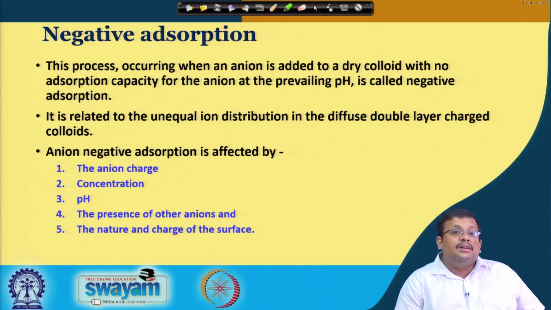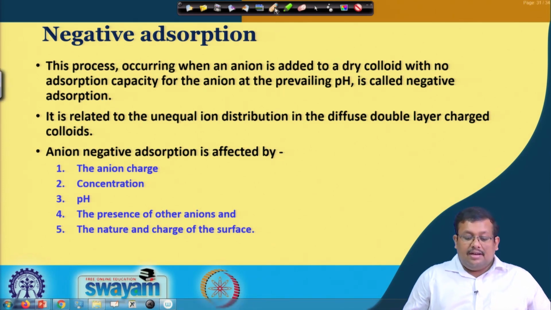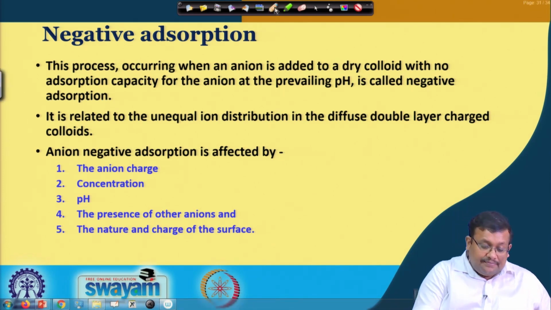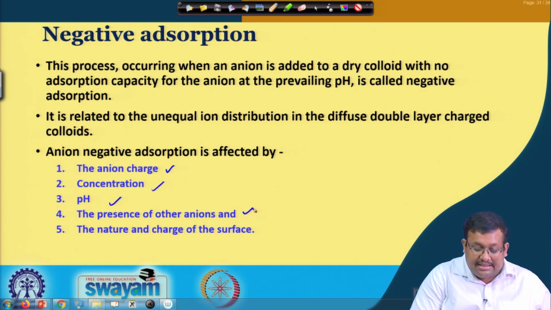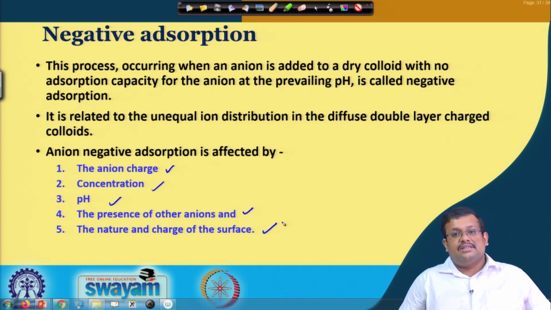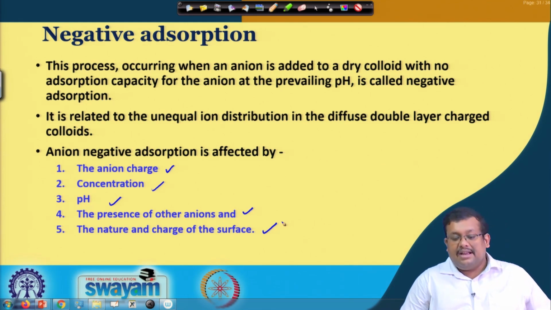Anion negative adsorption is basically affected by certain factors. These factors are the anion charge, the concentration, the pH, the presence of other anions, and the nature and charge of the surface. So, these are the major important things which impact anion negative adsorption.